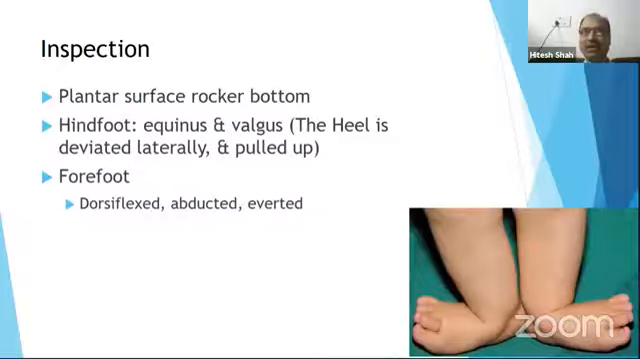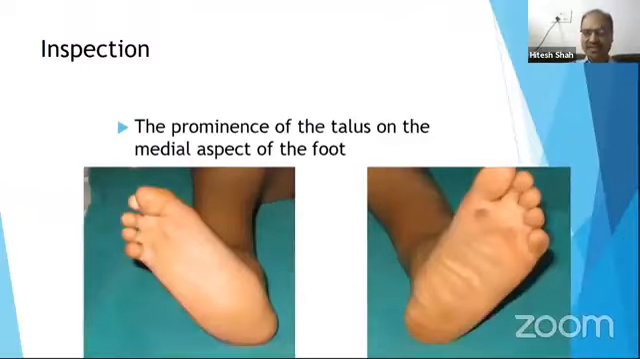Talus is the only structure in the body that doesn't have any muscular attachment. It is suspended with the calcaneum. So the back side of the heel is pulled up, and the front part, the forefoot, is also pulled up. These are the inspectory findings. If you get the case in actual clinic, sometimes you can see the prominence of the talus on the medial aspect. So you can see it in the sole, and that is also important.